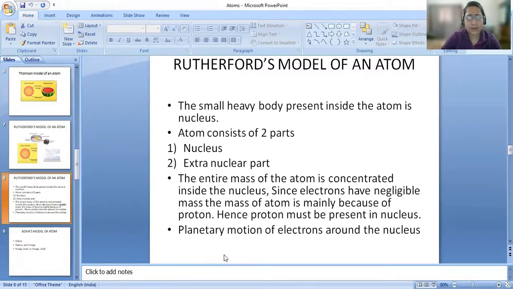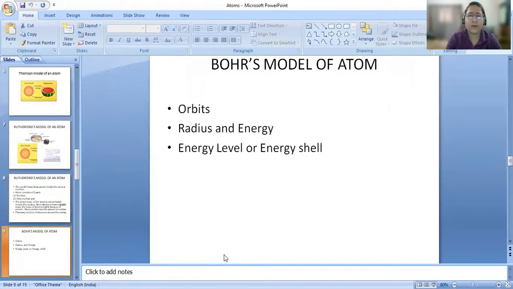The next is Bohr's model. In Bohr's model, he said that the atom is there and the electrons are moving, but they are moving in fixed discrete orbits, and those orbits have a particular radius from the nucleus and a particular energy level, or what he also called energy shells. He also named those energy shells, which we will discuss in the next slides.